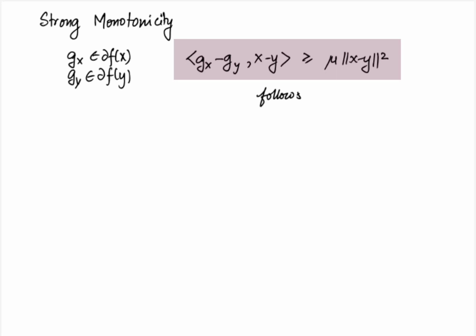This condition follows by writing the quadratic lower bound for x in terms of y and then for y in terms of x, and then adding the two inequalities. The strong monotonicity property is very interesting and general. This brings us to a discussion on monotonic operators.